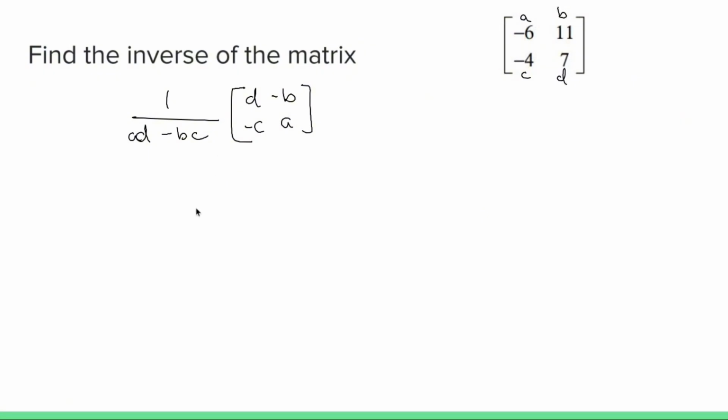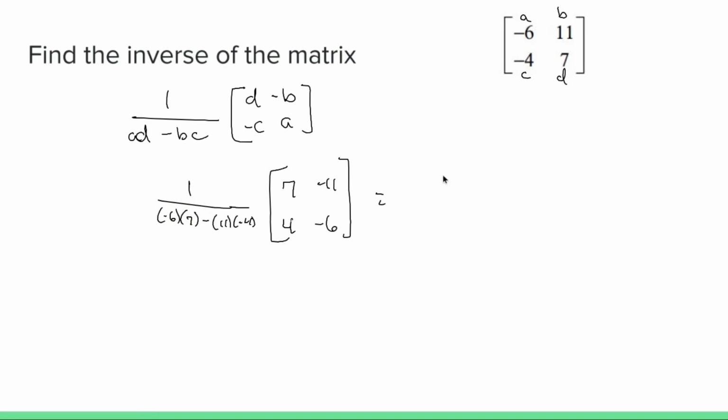All right, so let's plug all this stuff in. 1 over A times D is negative 6 times 7, minus B times C is 11 times negative 4. And that's going to be multiplied to the matrix where you swap the A and the D. So 7 goes here and negative 6 goes there. B becomes negative, so negative 11. And C becomes negative, so negative 4, positive 4.